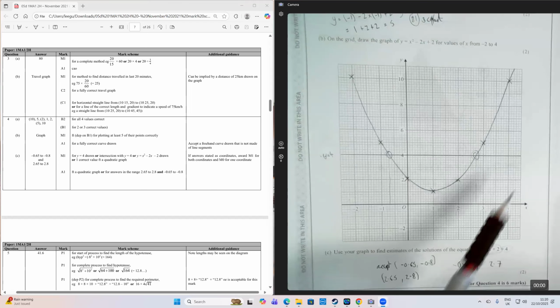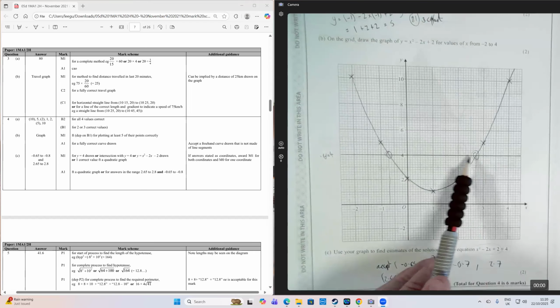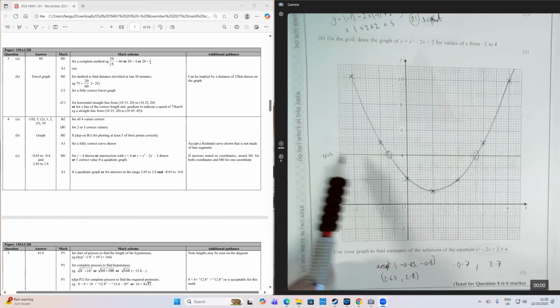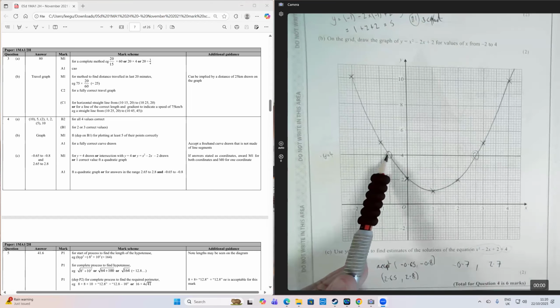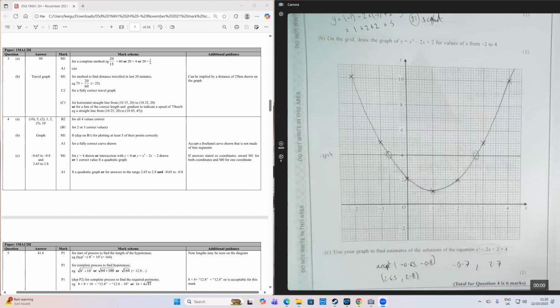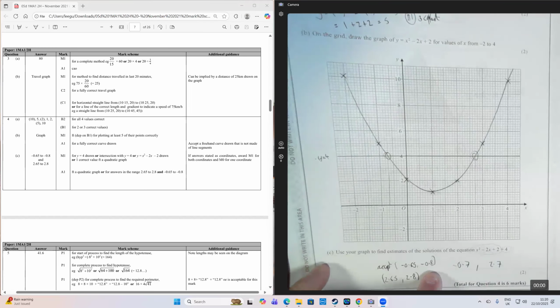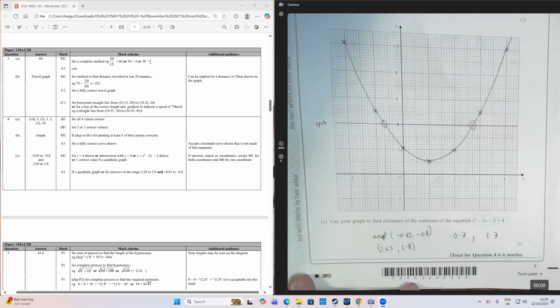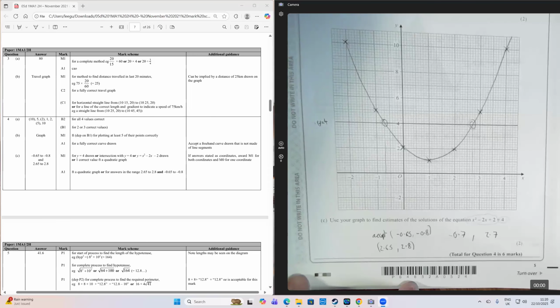Now, when something's equal to 4, you just need to draw a horizontal line across at 4, and the solutions are where the line and the curve intersect. So we just need to read off those x values where the line and the curve intersect, and I've written them as minus 0.7 and 2.7.